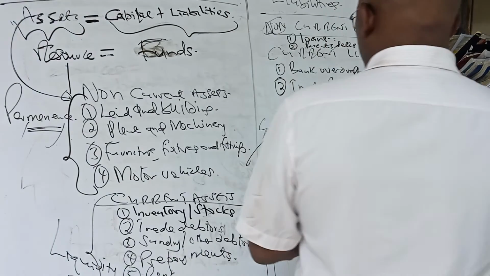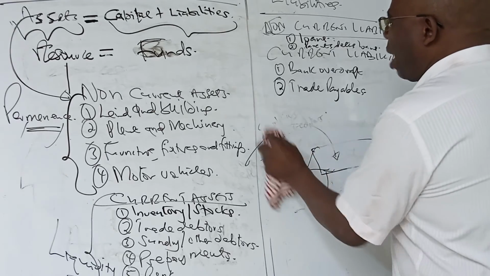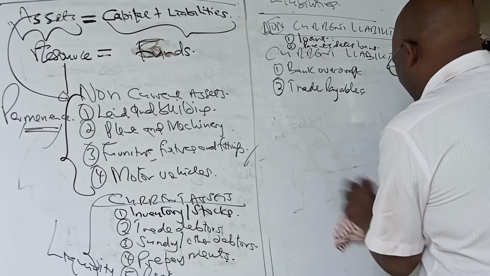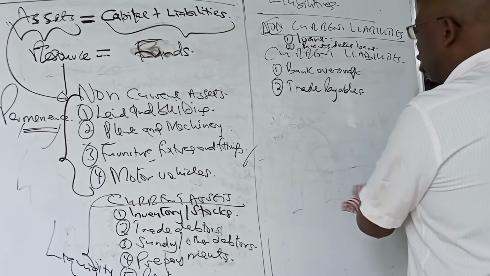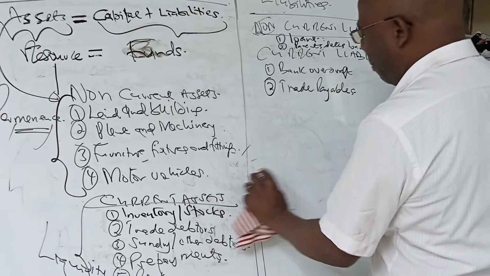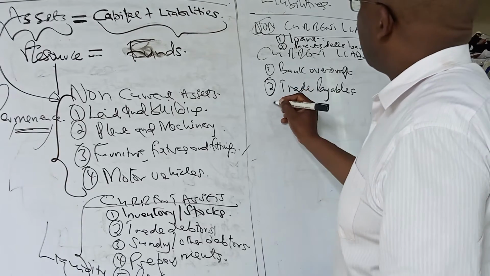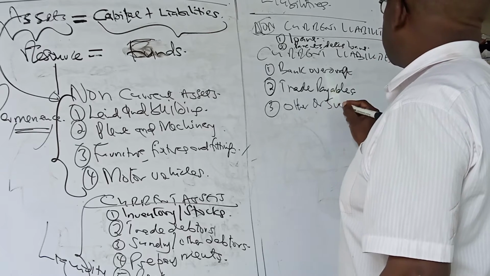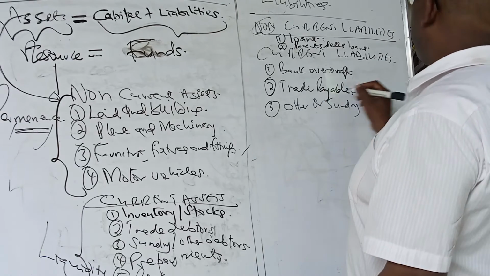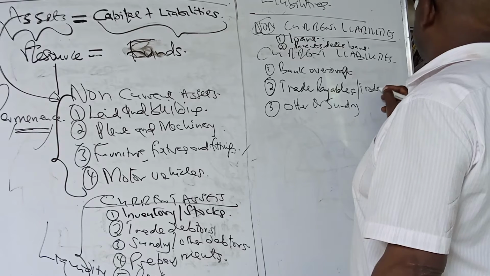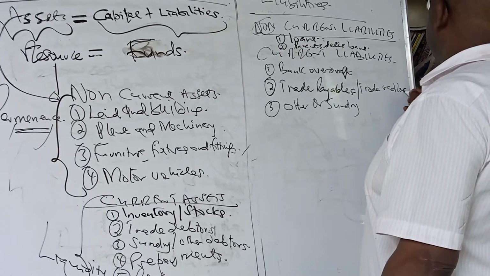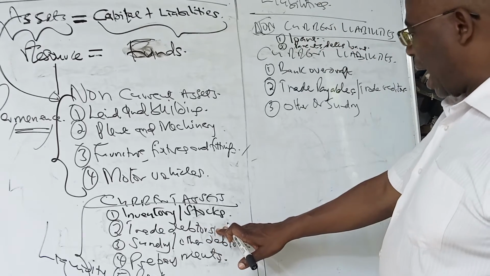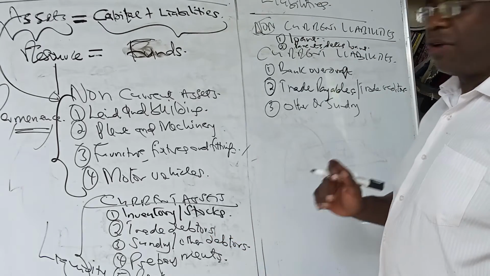And therefore, one of the liabilities that a business has is called trade payables. The liability that you owe suppliers of goods. Trade payables are also called trade creditors. And trade debtors are also called receivables, trade receivables.